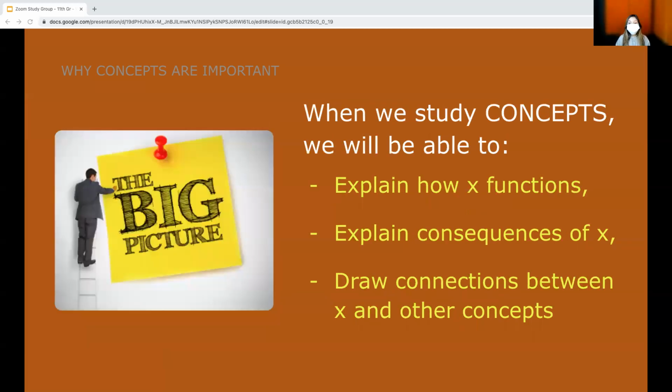So when we study concepts, we're able to explain how X functions, explain the consequences of X, and draw connections between X and other concepts. So again, we understand and can come to a conclusion on how a certain topic functions, the purpose behind it, and explain the consequences. Those are the benefits of understanding. And again, we can draw connections. So we can see if this is something we can relate to something else that we know to be true, if there are relationships between certain facts. So this is why concepts are important to study.